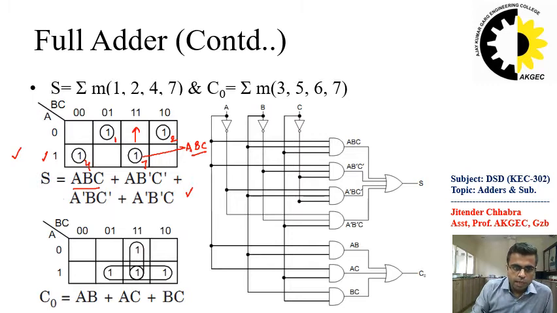Now we can proceed to the K-map for C0 carry. Carry has 3, 5, 6, 7. There are 4 terms. So this is for 3, this is for 5, this is for 6, and this one for 7. We can see that there are 3 groups, and the resultant for these 3 groups can be obtained similarly by checking the common elements from the row and the columns. So we get AB plus AC plus BC. These are the 3 expressions for the 3 groups, and when we club these 3 expressions, we get the expression for C0 carry out. Okay, so now we can prepare the circuit for this.